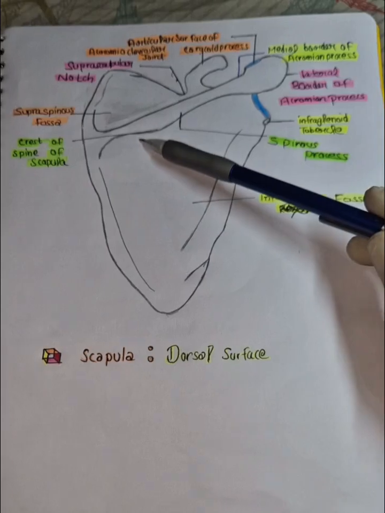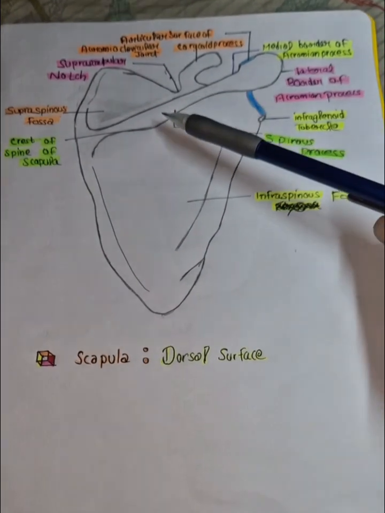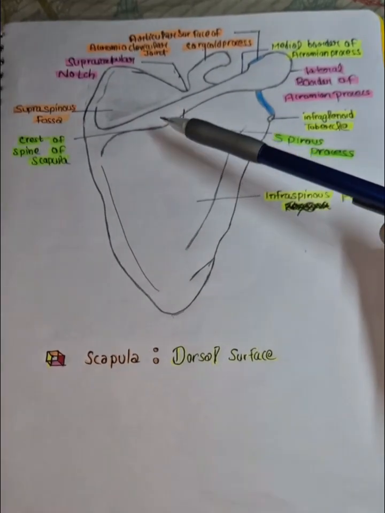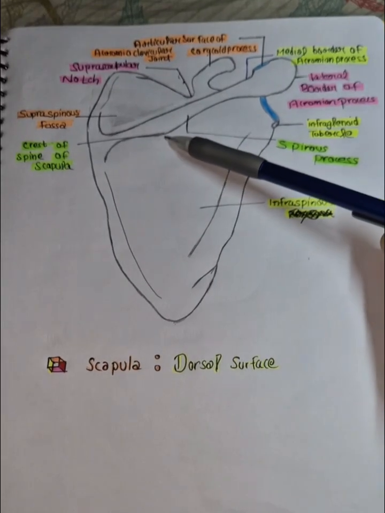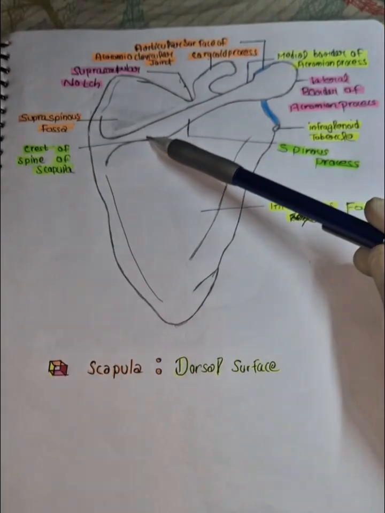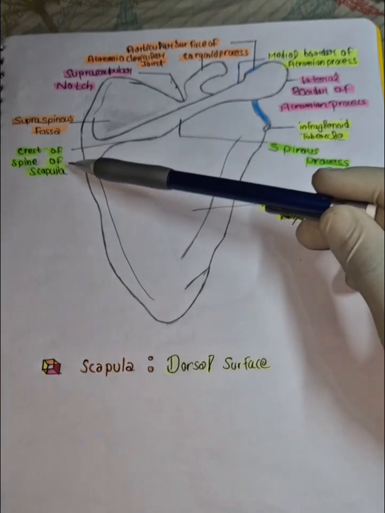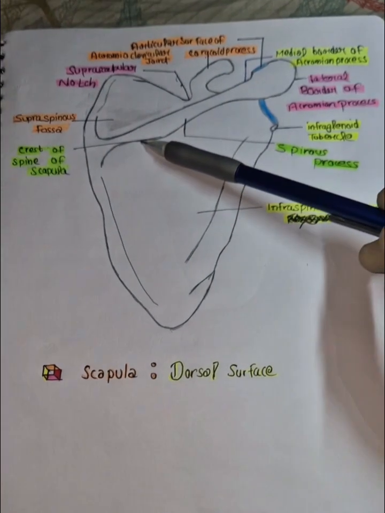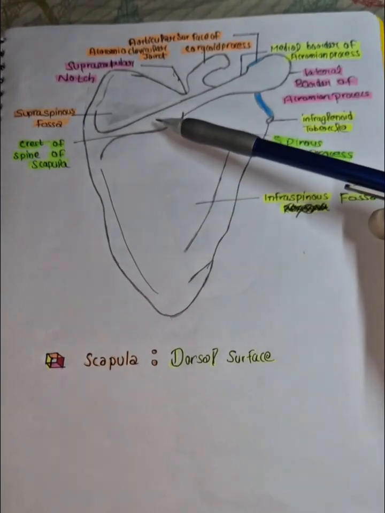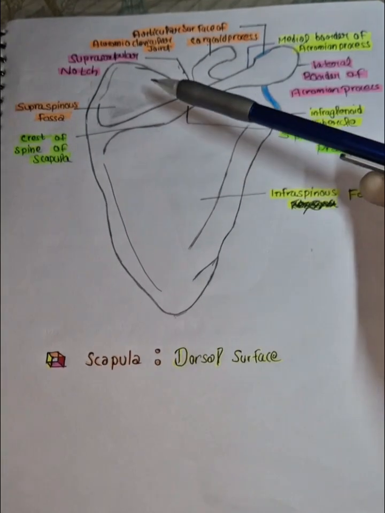This is a triangular plate-like projection on the dorsal surface of scapula. It has three borders and two surfaces, and the posterior border of this process is known as the crest. So this is the crest. Now this is the spinous process and this is the crest of the spine of scapula. Now, as we already know, it divides the dorsal surface into two fossae, supraspinous fossa and infraspinous fossa.